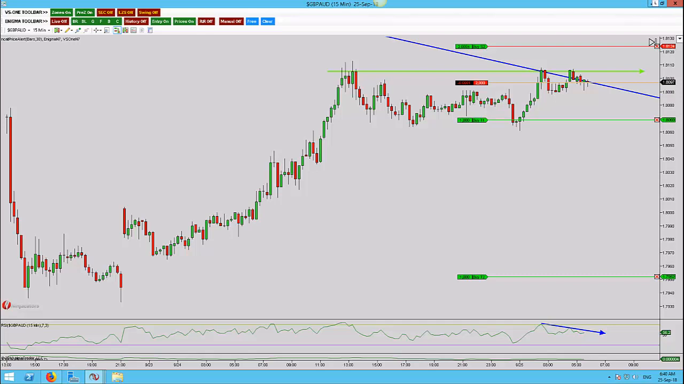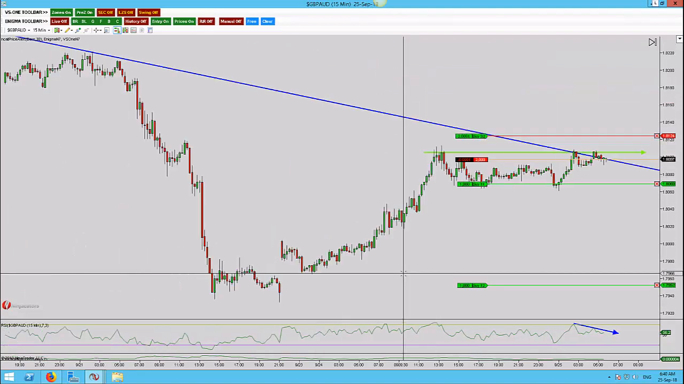Here we are on the pound Aussie 15-minute time frame. We have a double top that's occurred at previous structure and at trendline structure as well. The time is 6:40 and I've only just got in this trade. It has also occurred at the even handled number, 180-100.